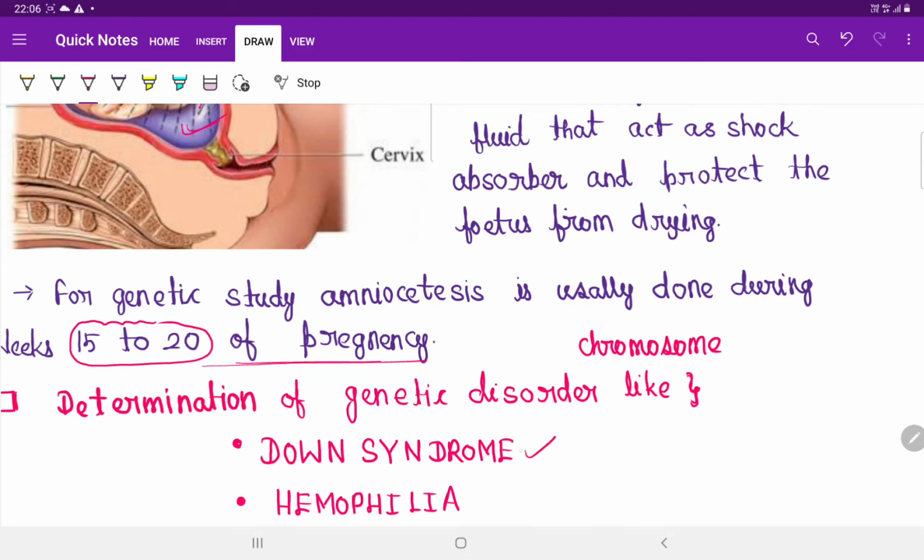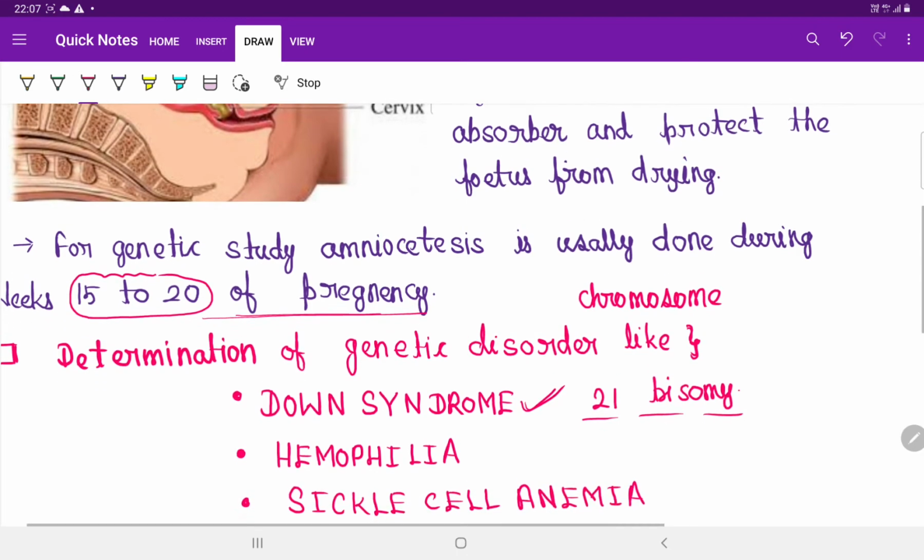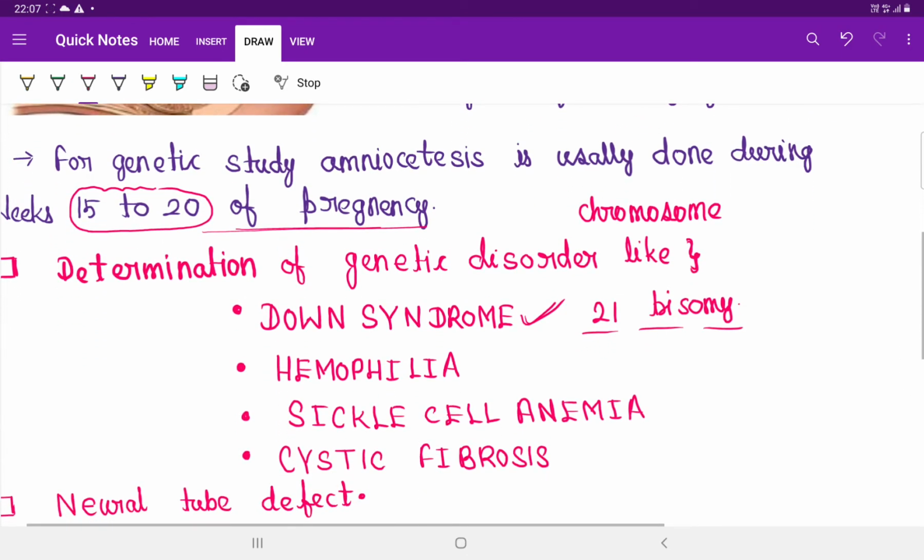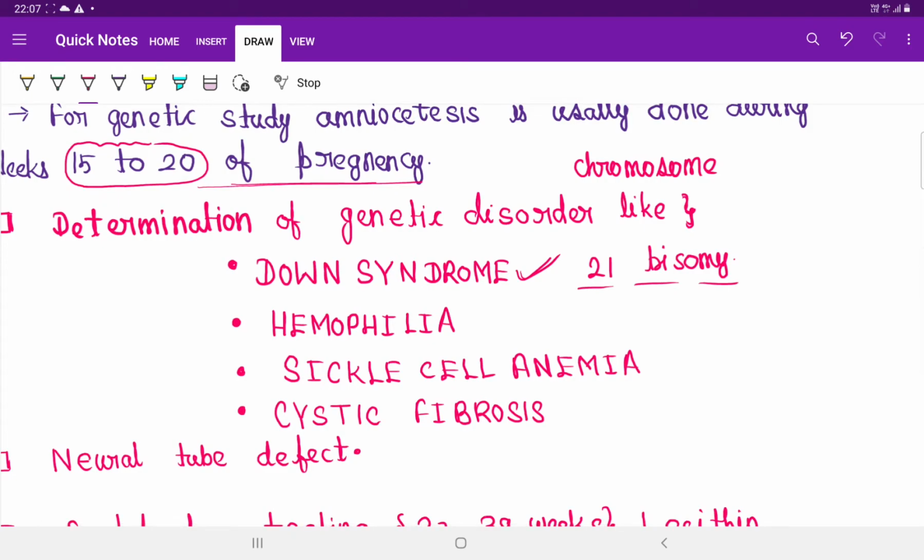Diseases like Down syndrome: women who conceive after the age of 35 years have a high risk of the fetus having Down syndrome. In Down syndrome, there is trisomy of the 21st chromosome. Generally each chromosome has 2 copies, but in the case of Down syndrome, the 21st chromosome has 3 copies. Or it may be a disease like hemophilia, sickle cell anemia, or cystic fibrosis.